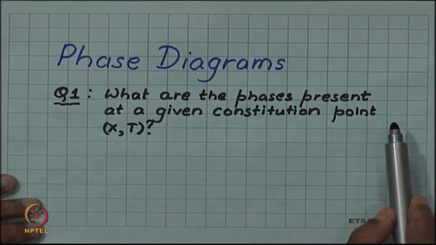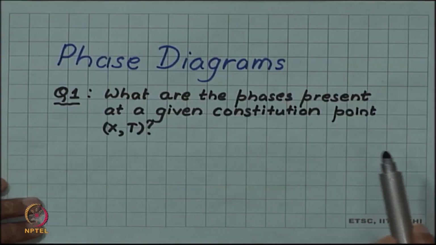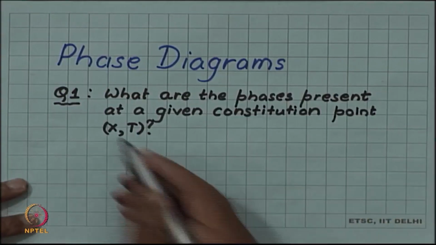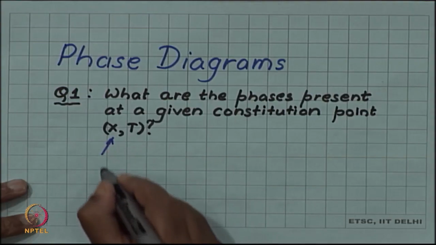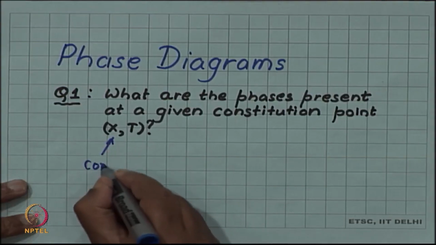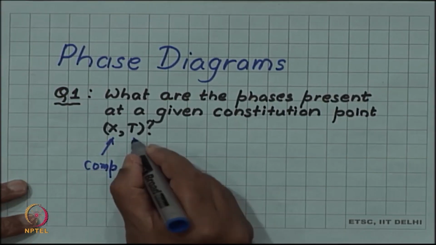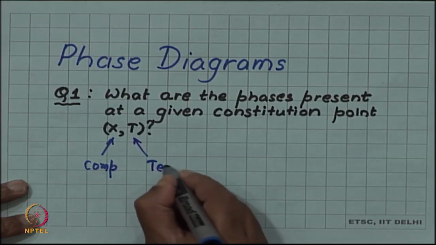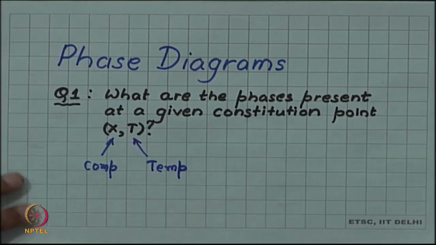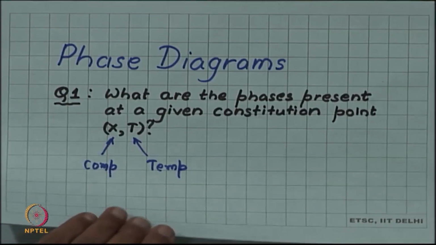So, as we saw, we had 3 questions which a phase diagram can answer, and we are now going to take up these questions one by one. The first question is, what are the phases present at a given point in the phase diagram? At a given composition, remember the x coordinate is composition and the y coordinate is temperature. So, at a given composition and temperature, what are the phases in equilibrium?